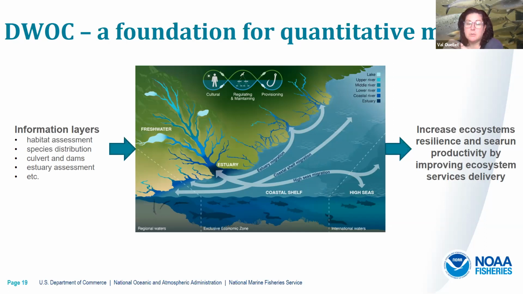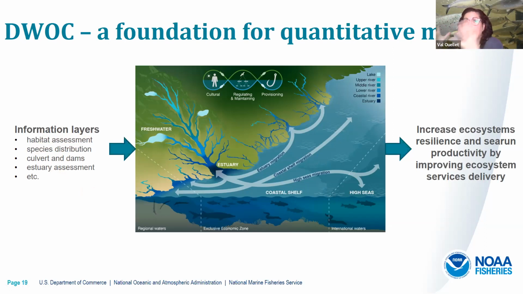But it's easy to think about how the conceptual model, DWOC, can also provide a foundation for a quantitative model, because once you're doing the assessment, it's easy to start creating layers or gather information about different aspects of the ecosystem. So if you think about it, there's a lot of habitat assessment maps, you layer that with your species distribution, where are the connectivity issues, like all the different information that we can gather and put together.